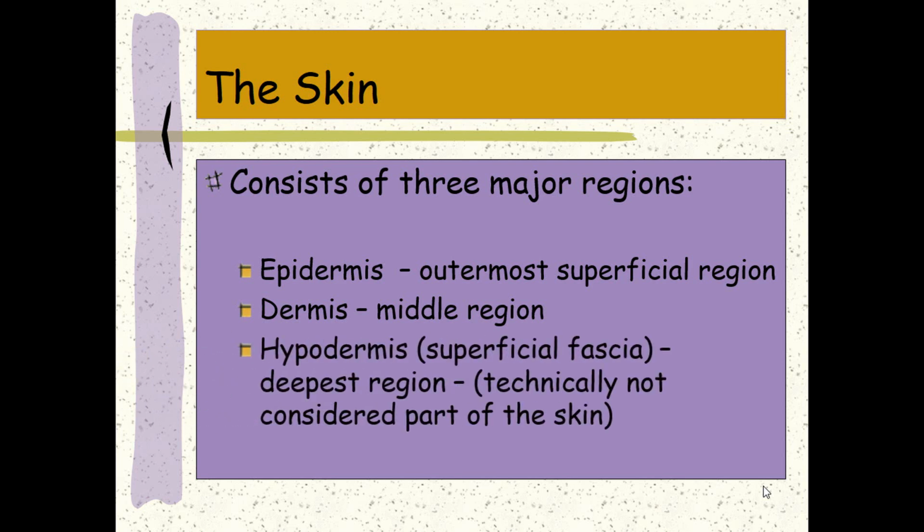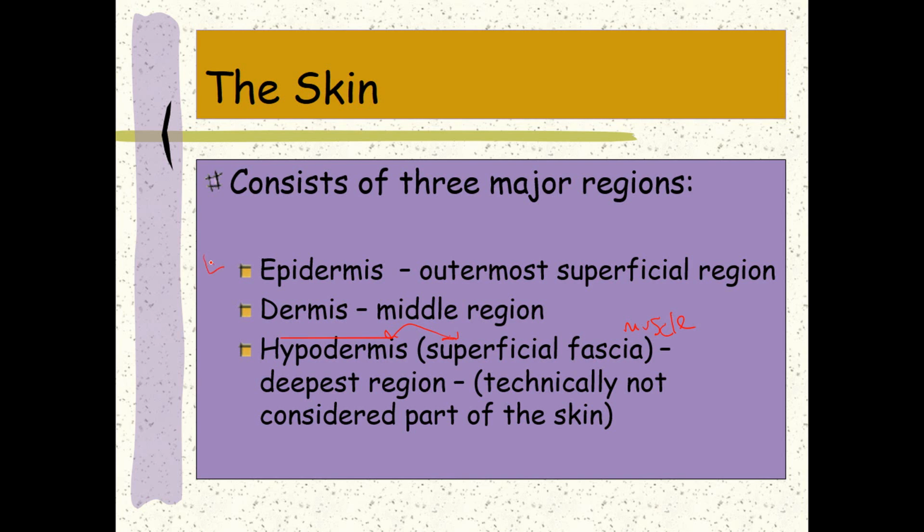Hypo means below, so it's below the dermis. It's also known as the superficial fascia. These two terms might seem to conflict with each other, but superficial fascia means it's superficial to something. What is it superficial to? It's going to be superficial to the muscle. Okay. It's technically not considered part of the skin. However, it's just easier to cover it here.